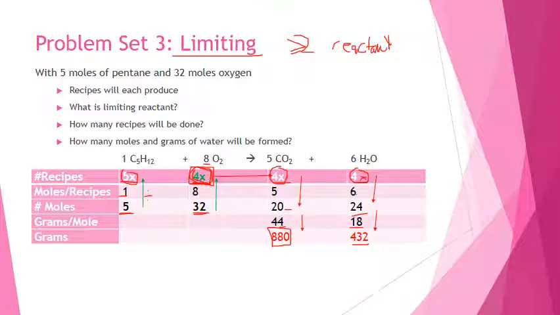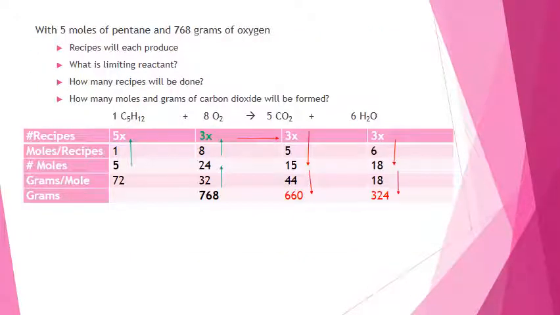All right. So the next problem is going to be a little bit more complicated. This time we're starting out with 5 moles of pentane and 768 grams of oxygen. Now, there are two different things, the moles and grams. Doesn't matter. You have to figure out how many recipes you can do with each one. So with 5 moles, you can do 5 recipes.